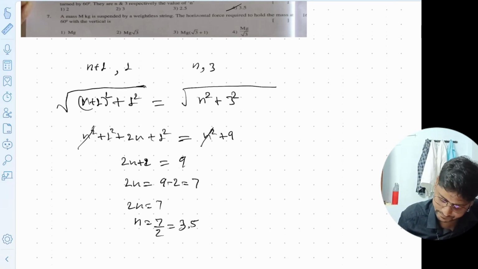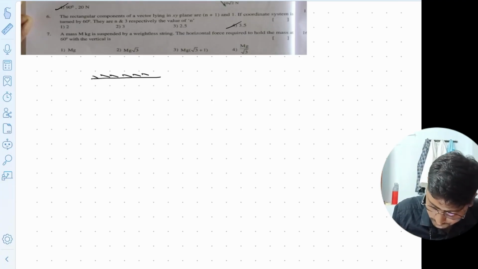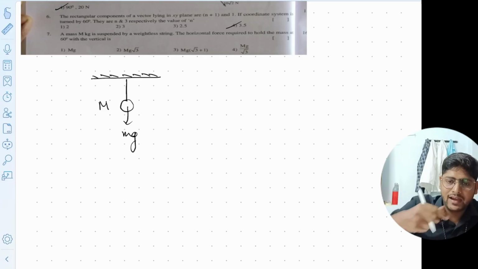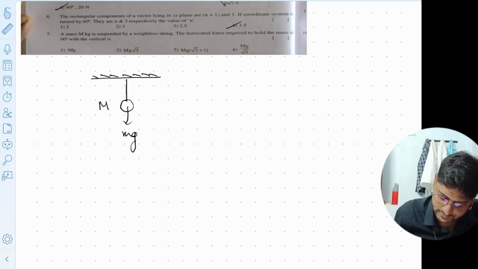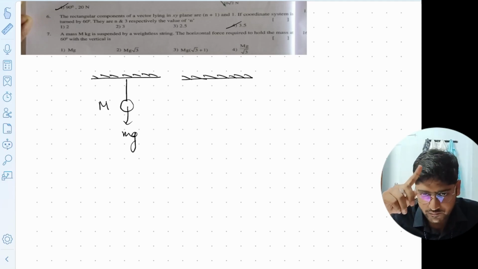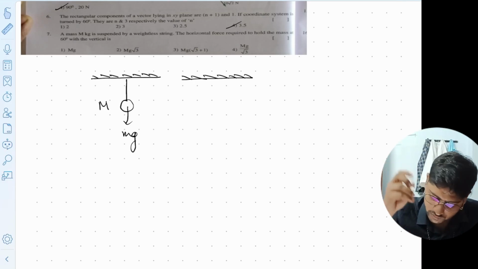Fourth option. Okay, so it is saying a mass m kg suspended by a weightless string. Suppose this is the mass m, downward force will be mg. So we have to hold it at 60 degree with the vertical.